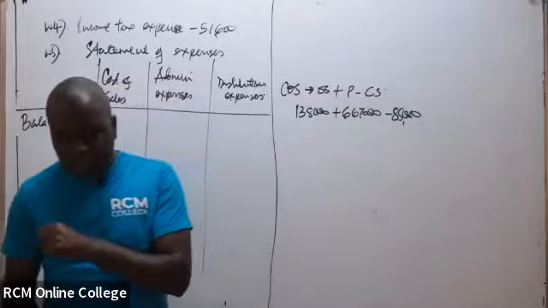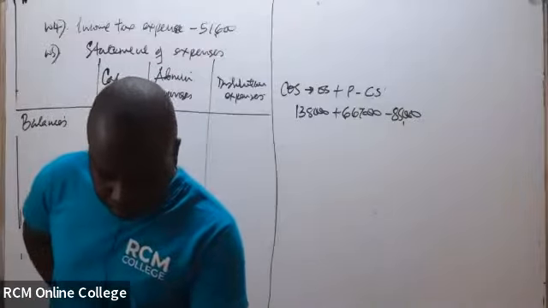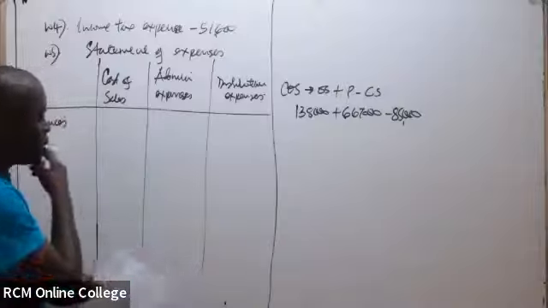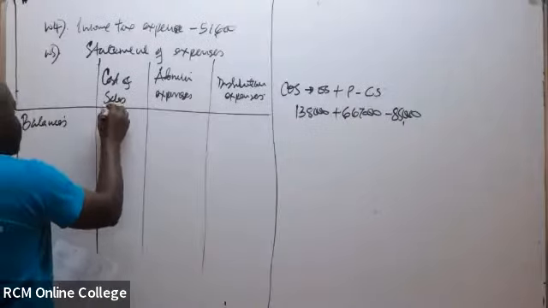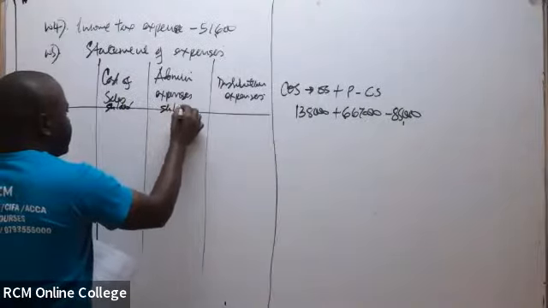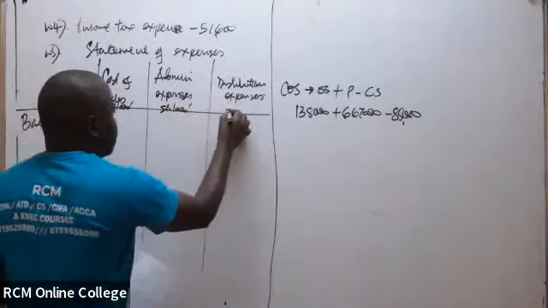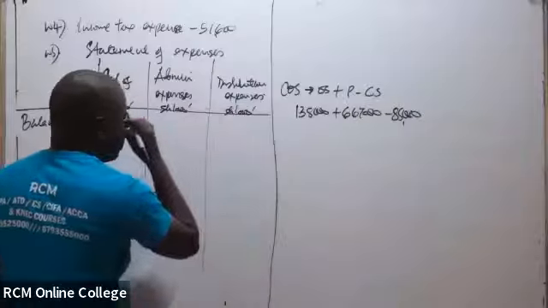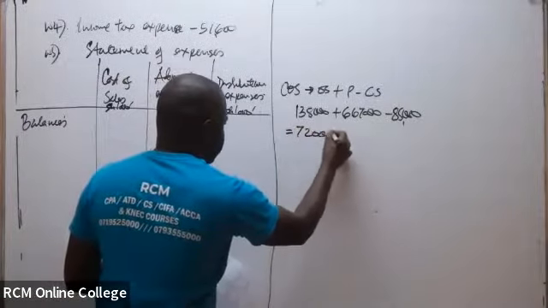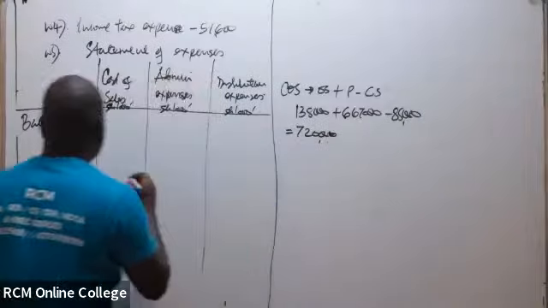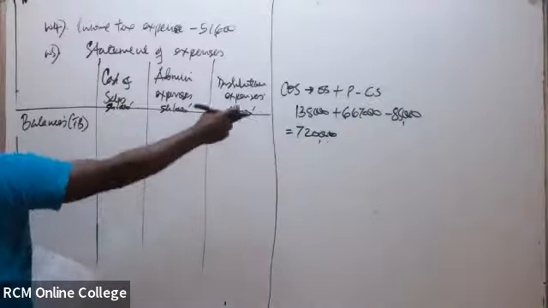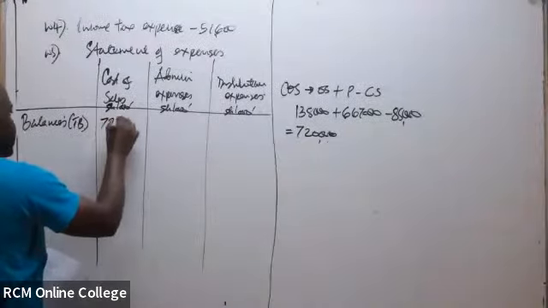So what do you get when you do that computation? You get 720,000. Remember, in this case, our shillings are actually in thousands. So you'll end up getting 720 million. So balances as per the trial balance, where you do that computation, you'll get 720 million.